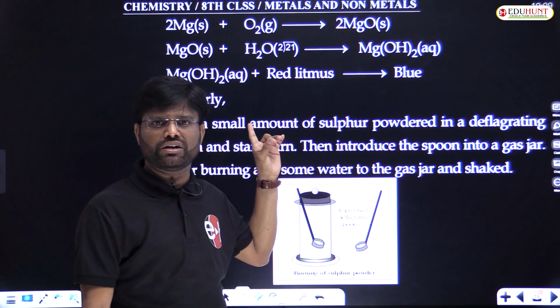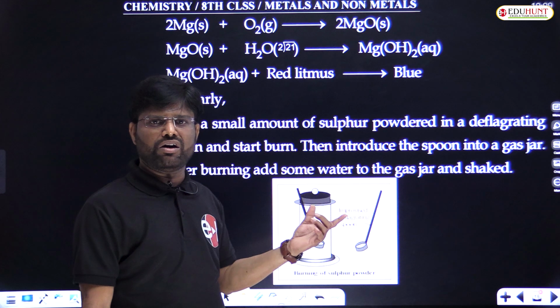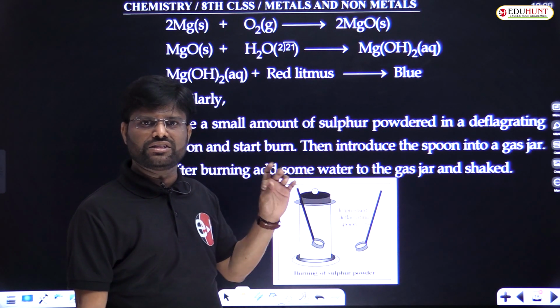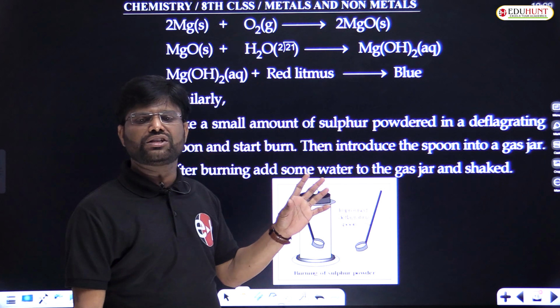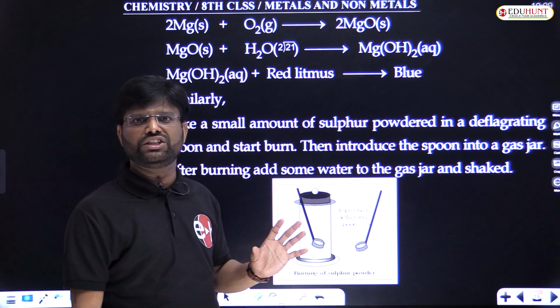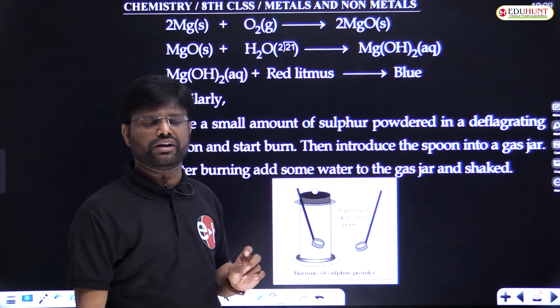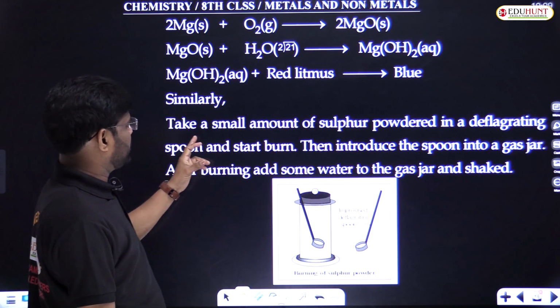Metal hydroxide means what? That is magnesium hydroxide. If metal is present or OH minus ions are present, it is always basic in nature. That's why red litmus turns into blue litmus. But blue litmus does not change, does not show any color. Here, let's go to the next topic.